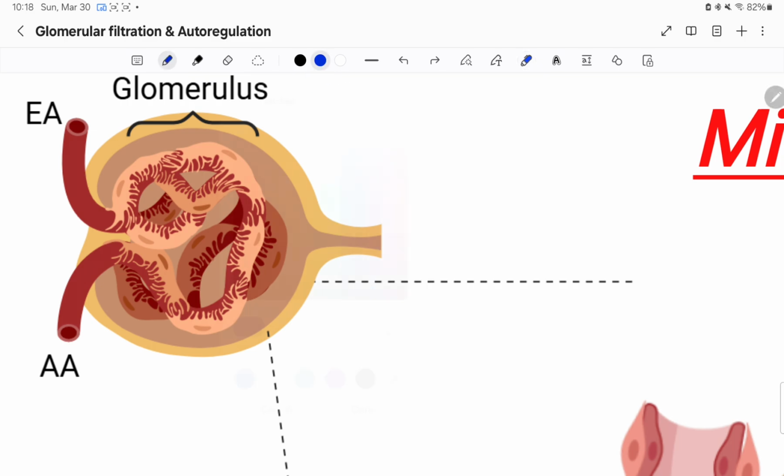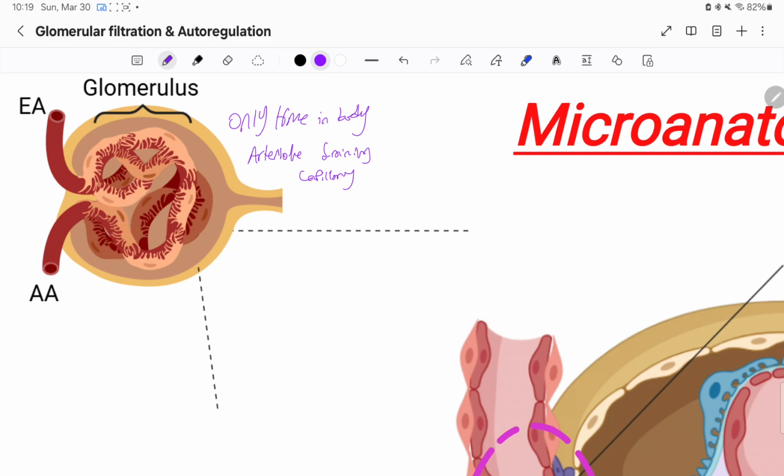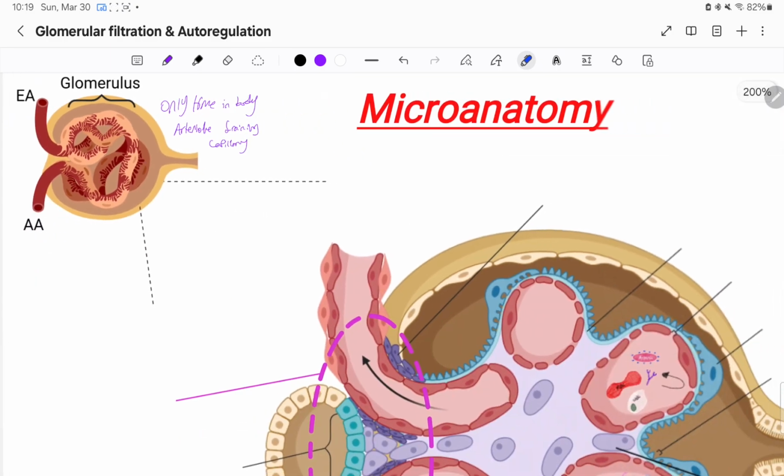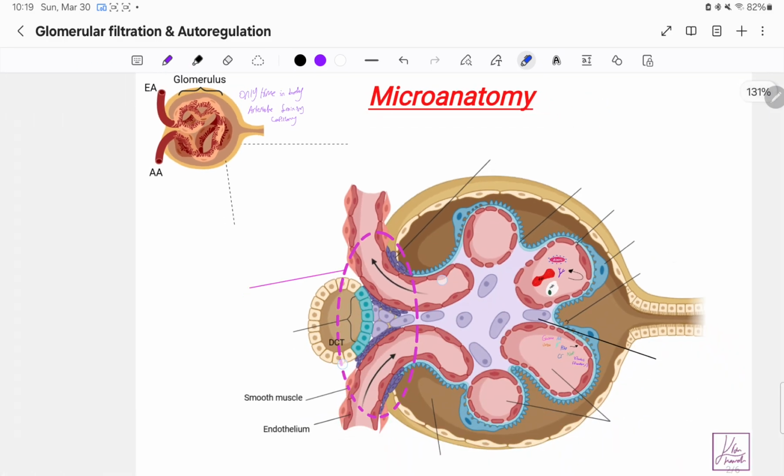This right here is the only time in the body where we actually have an arteriole draining a capillary. All right? Draining a capillary. Because usually when you have a capillary, the arteriole is feeding that capillary right here, and then a vein is draining it. But in this scenario, an arteriole is feeding it, and an arteriole is draining it. And in fact, this arteriole, we know, will go and branch out into a second set of capillaries.